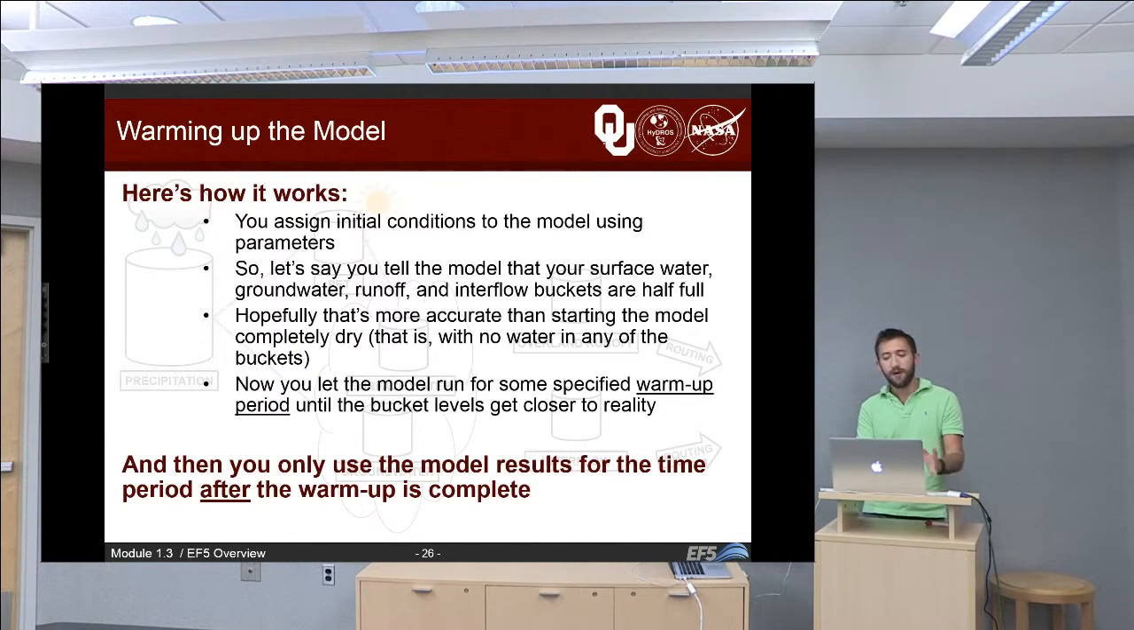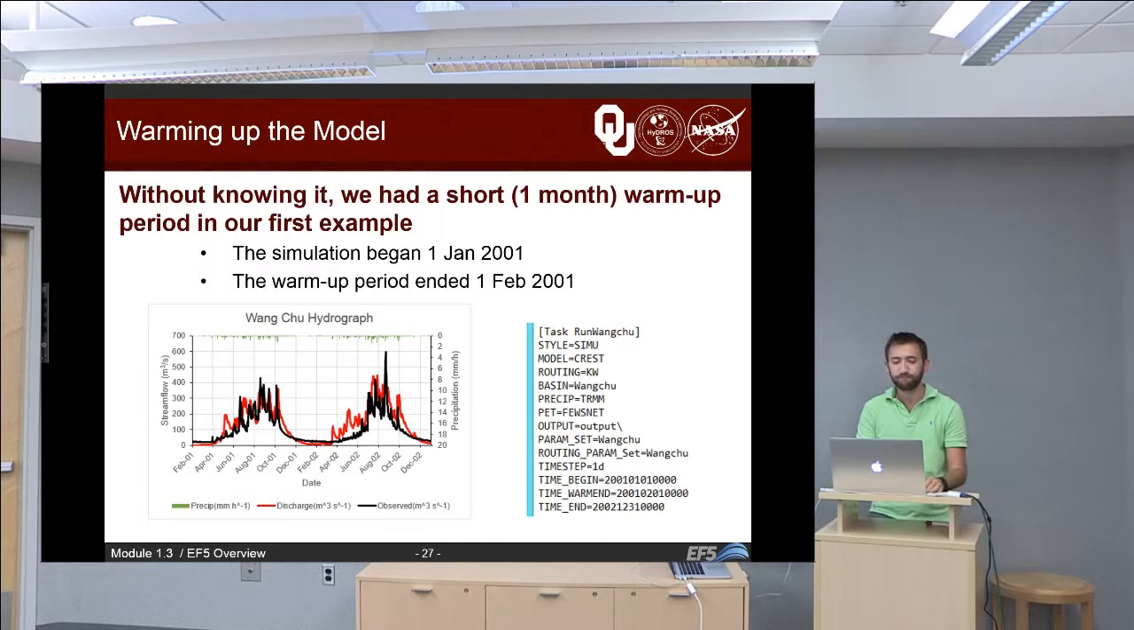So now you're going to let the model run for some specified warm-up period until those buckets reach equilibrium, or until those buckets get closer to reality. And then, after that, you're going to use only those simulation results to calculate your statistics. So everything in the warm-up period, everything before time warm end in the EF5 control file, that doesn't count. That's all just the buckets getting up to the right point and leveling off and everything getting where we want them to be. Only the stuff after the warm-up is complete actually counts towards the statistics.